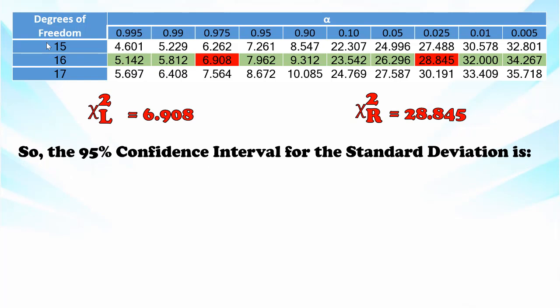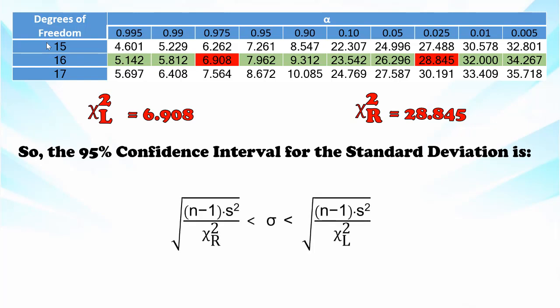So remember that sigma will fall between two fractions, each of which is under a square root. So on the left we have the fraction n minus 1 times s squared over chi-square R under the square root. And on the right we have n minus 1 times s squared over chi-square L under the square root. So the n minus 1, that's our degrees of freedom. The s value here was 1.01. And then we have our two chi-square values. So we're going to have 16.